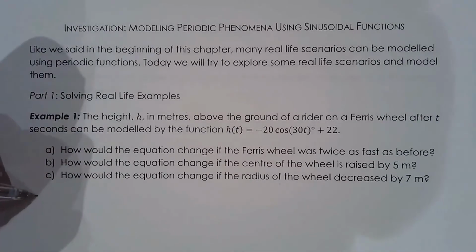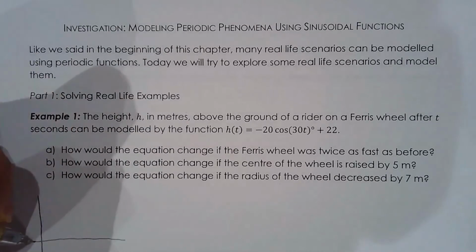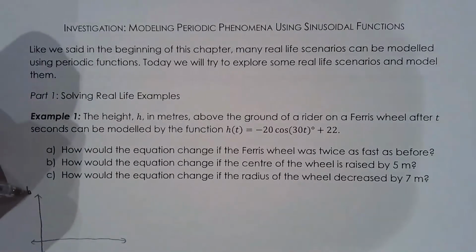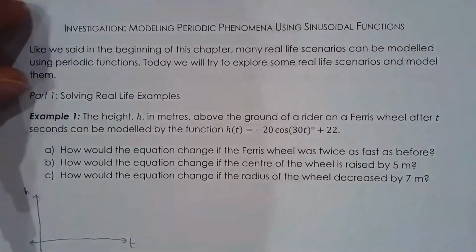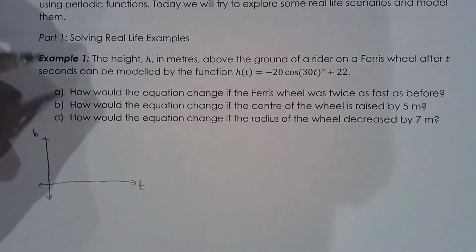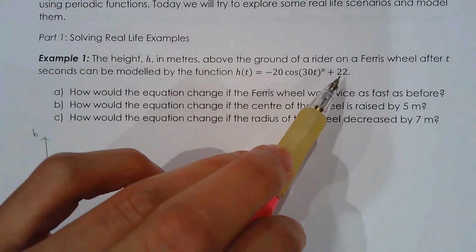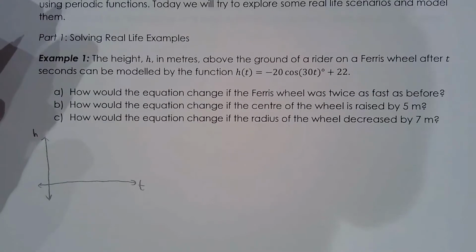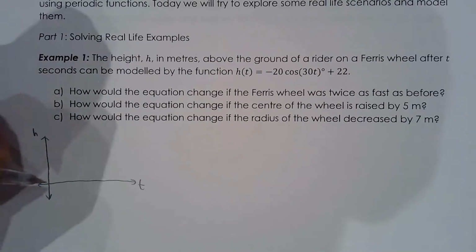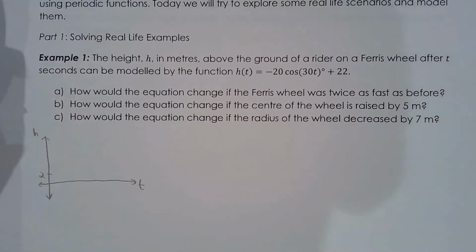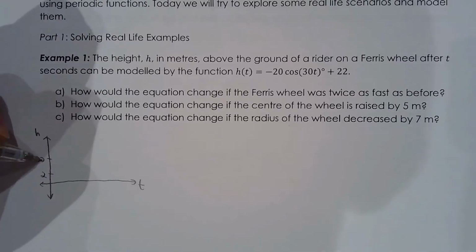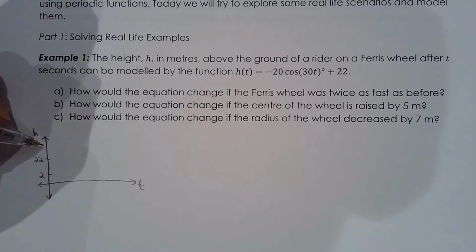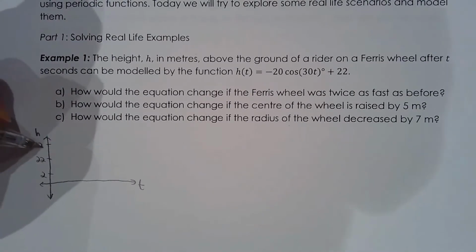Alright, so luckily I know how to graph a sinusoidal function. So we have h, we have t. The c value is 22 and the amplitude is 20. So c minus the amplitude is 2 in this case, so that's our minimum value. The c value is actually 22, and then the max value is c plus the amplitude. So 22 plus 20 will give us 42.